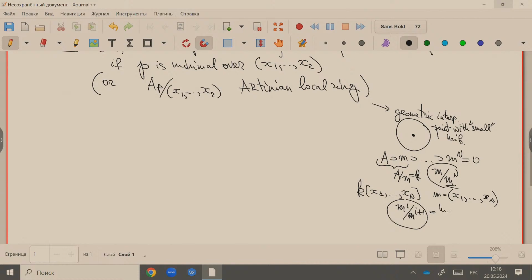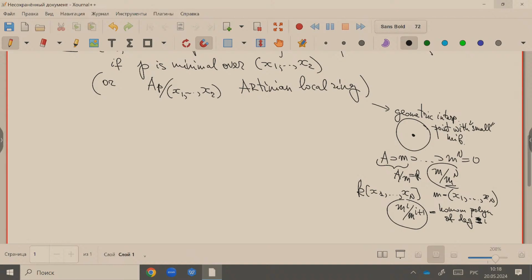So these are just homogeneous polynomials, polynomials of degree less than or equal to i, and this is just because it is checked on monomials.